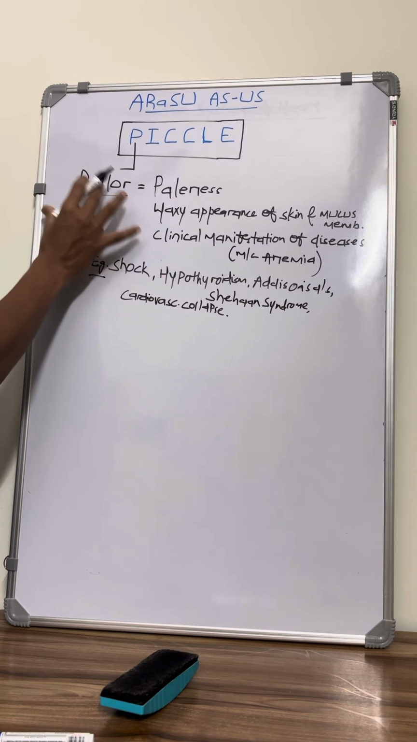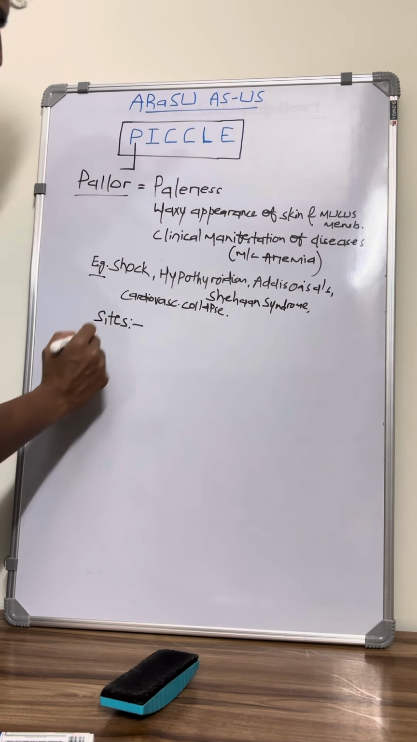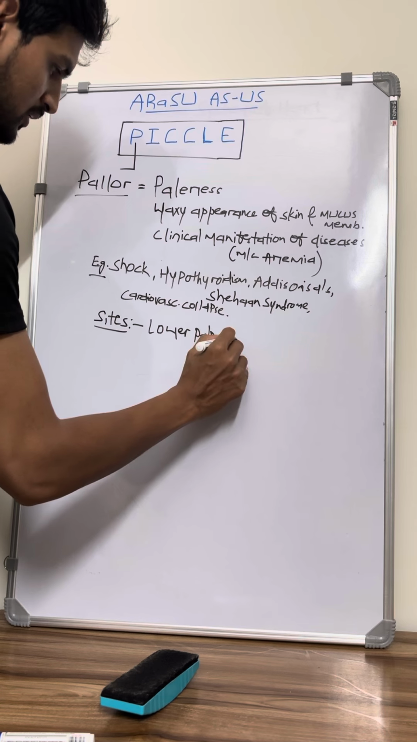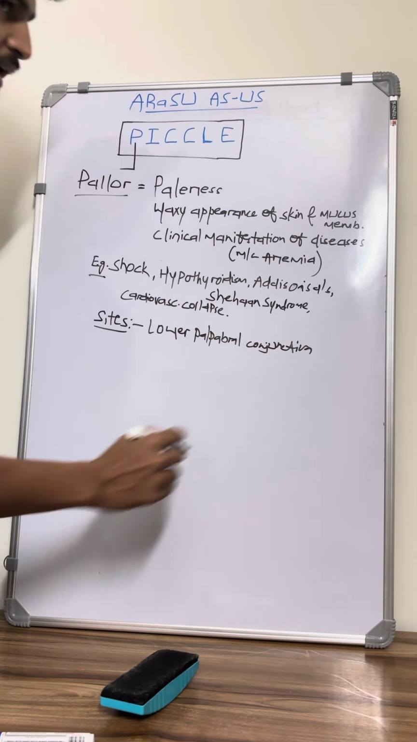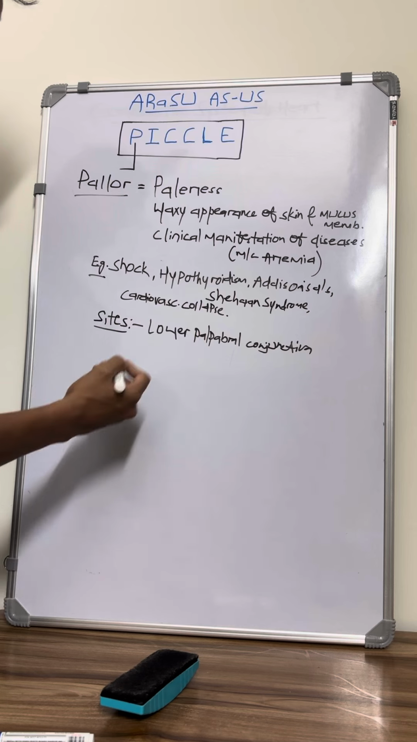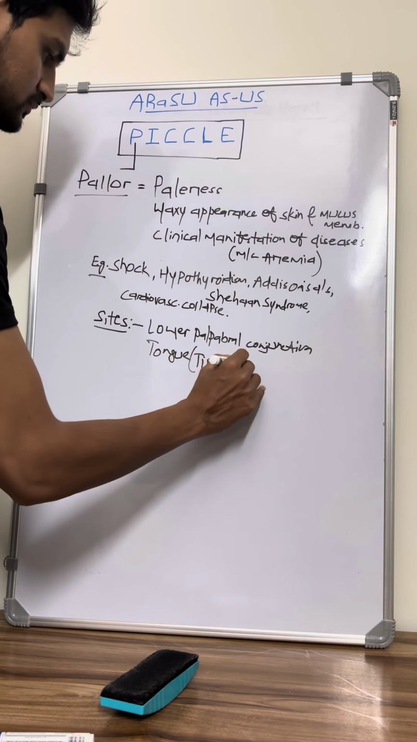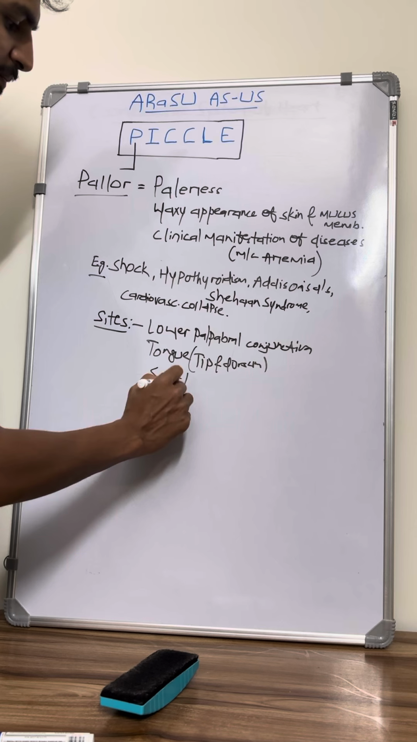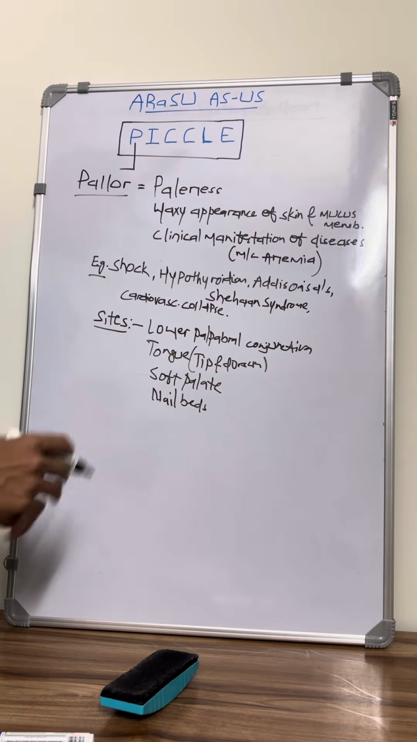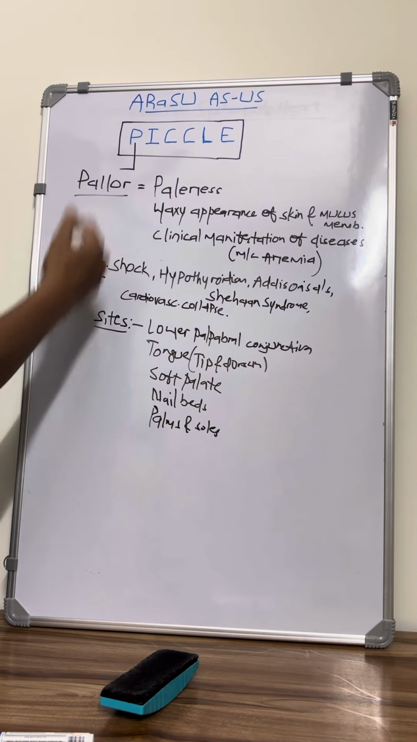Then, after understanding the terminology, where do we look for the pallor clinically? So sites are important. As we all know, most commonly we look at the lower palpebral conjunctiva. So retract both lower eyelids at a time and look for the appearance of paleness. So this is the most common site. Other sites where we can see pallor are the tongue, especially the tip and dorsum, then even the soft palate, even the nail beds, and we can look at palms and soles. So these are the sites where we can observe pallor.